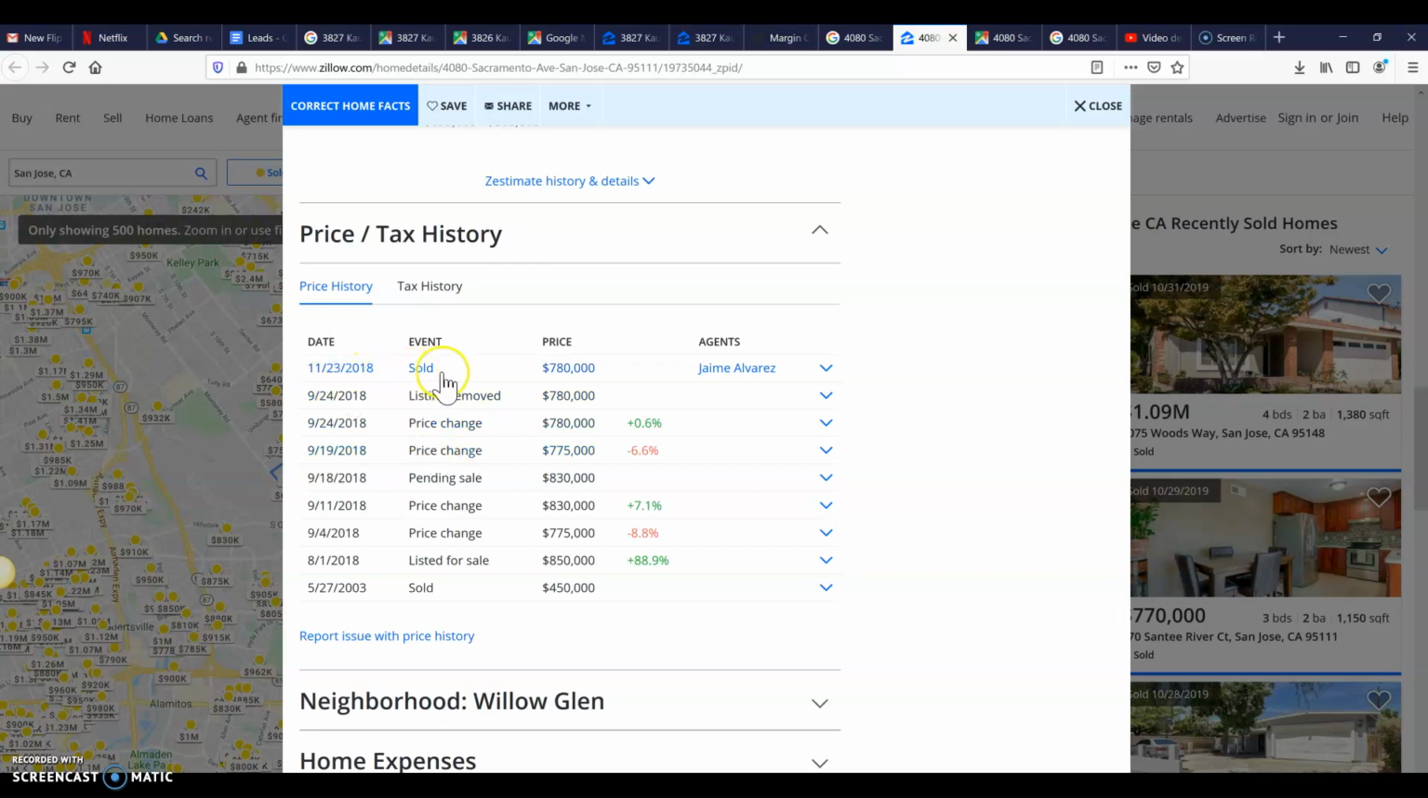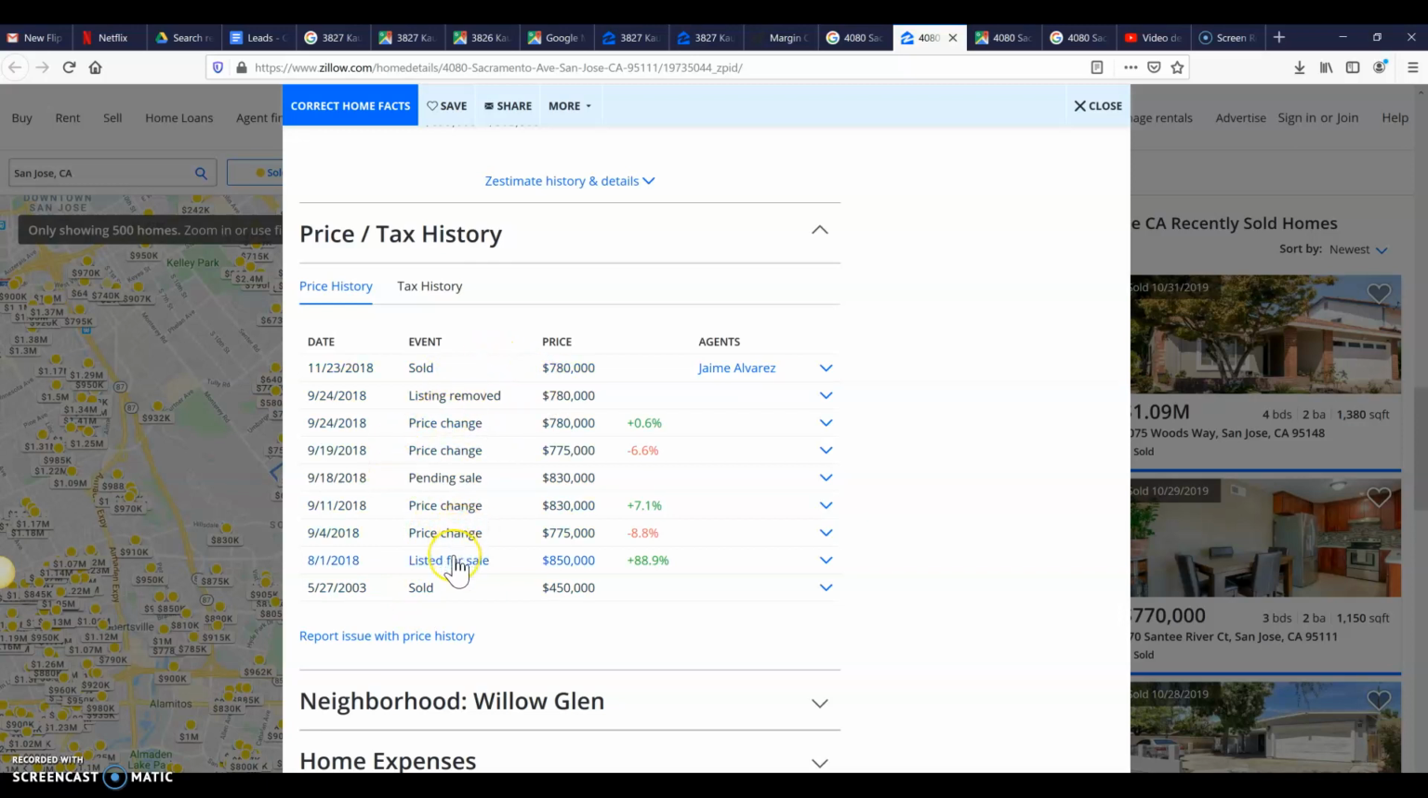When we calculate days on the market, we calculate from the listing date to the sold date. So listing removed, price change, pending sale, price change, listed for sale. Okay, so on the 8th, I think that's August, August 1st, 2018, that's when it was listed for sale. Again, when we calculate days on the market, it's the days that it was listed for sale, the most recent days. And we calculate to the pending date, not to the sold date. The sold date's completely different.